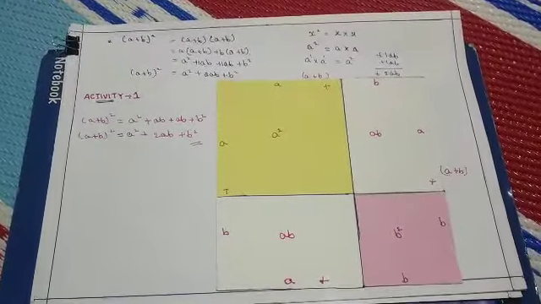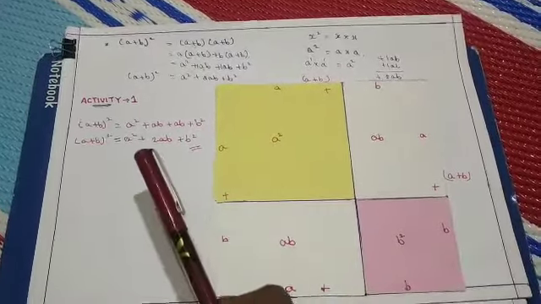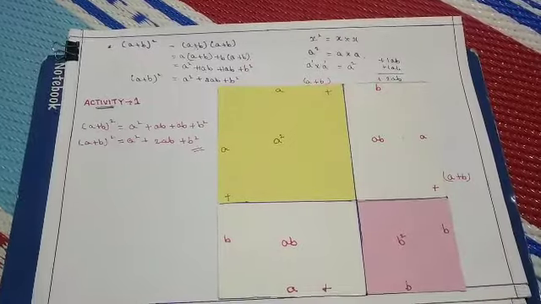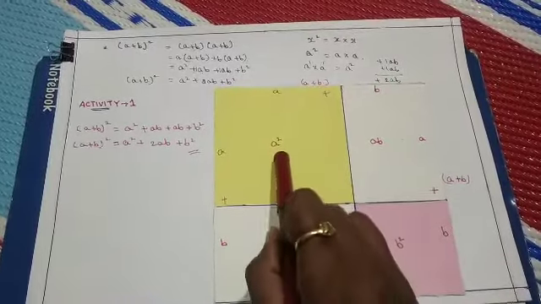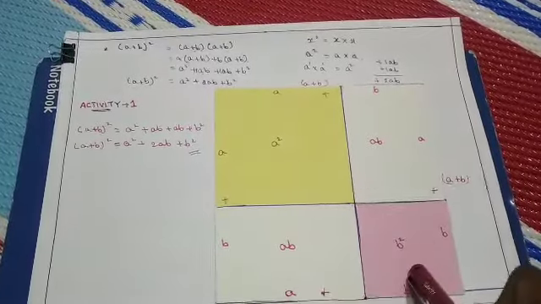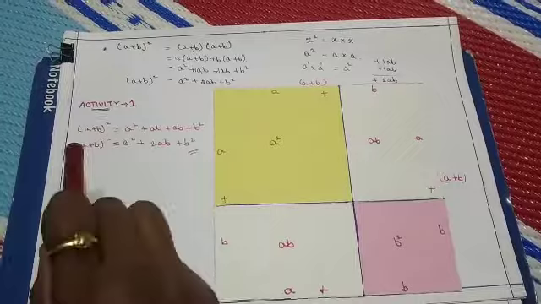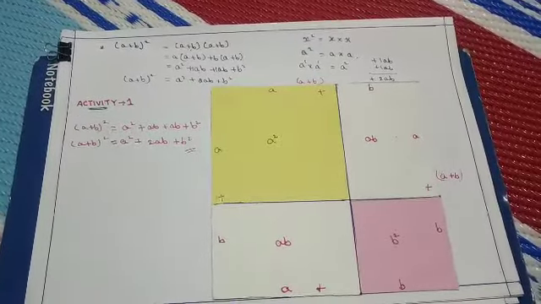So if we ask what is (a plus b) whole square, you should say a square plus 2ab plus b square. How? A square plus ab plus ab is nothing but 2ab, plus b square. So this is the first identity: (a plus b) whole square is nothing but a square plus 2ab plus b square.